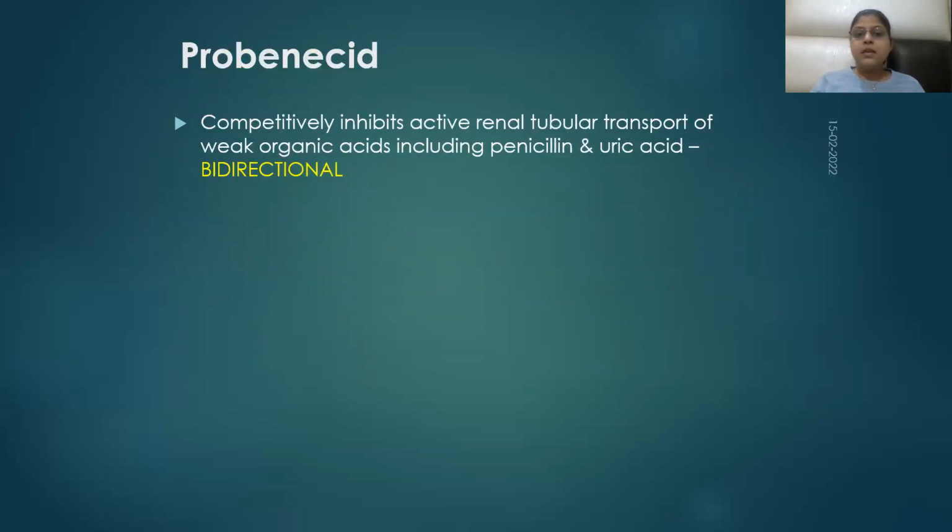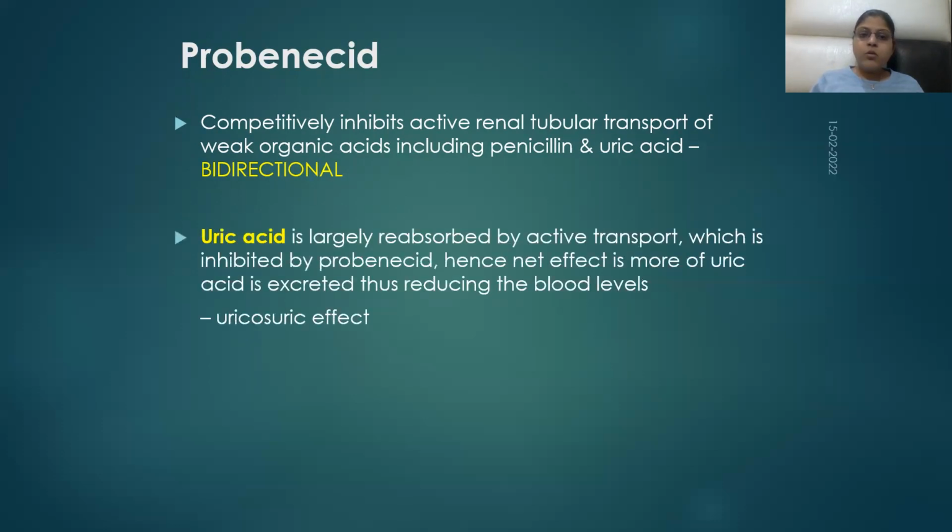Probenecid is the drug which inhibits the active renal tubular transport of weak organic acids, including penicillin and uric acid. It is bidirectional. It inhibits the renal tubular secretion of penicillin, and it increases the excretion of uric acid and thus decreases the level of urate crystals in the body.